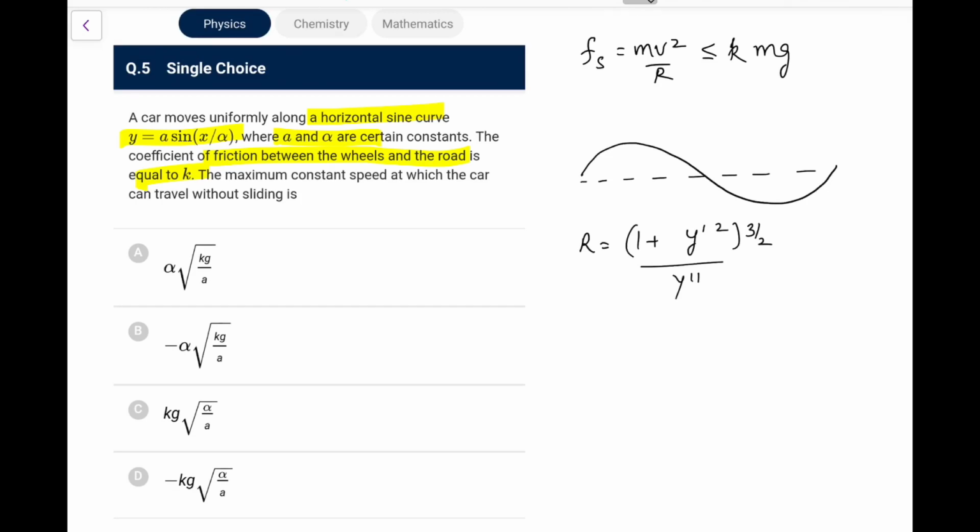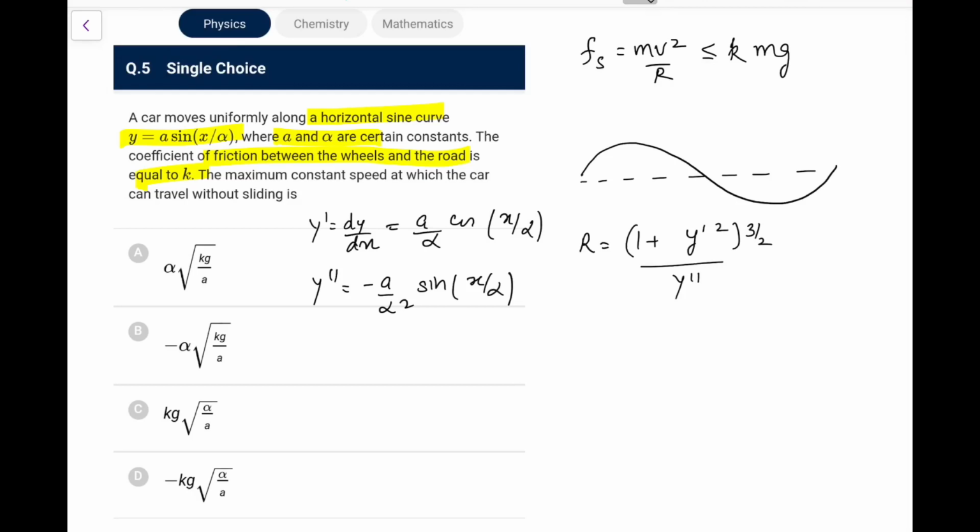So if you have studied it, you can do it, otherwise there is no point in it. What we need to find out, first of all, is y dash, which simply means dy by dx. So dy by dx here would be a by alpha, and it would be cos of x by alpha. Y double dash, if I have to do it, cos is minus sine, so it would be minus a by alpha square sine of x by alpha.